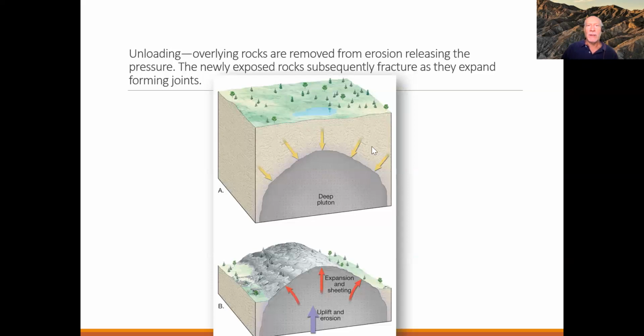And so this is the process of what we call unloading, where a rock forms deep underground under pressure. The pressure is from the weight of the overlying rocks pushing down on top of it. But as those overlying rocks are removed, as this pluton is uplifted, it's going to expand. But again, it's not very flexible. It's not very elastic. So as it expands, it's going to fracture. And these fractures are what we call joints.